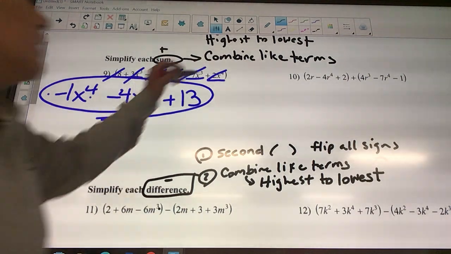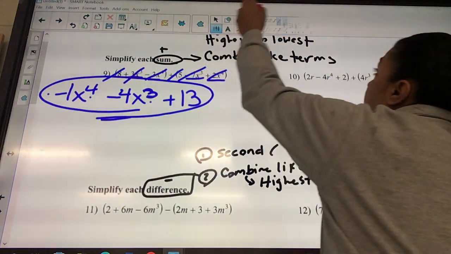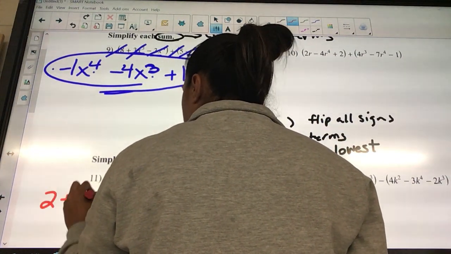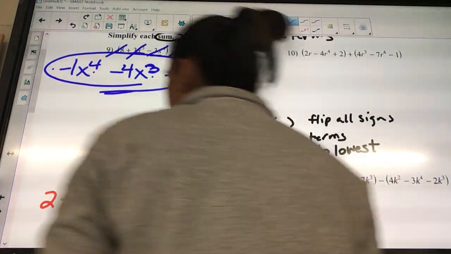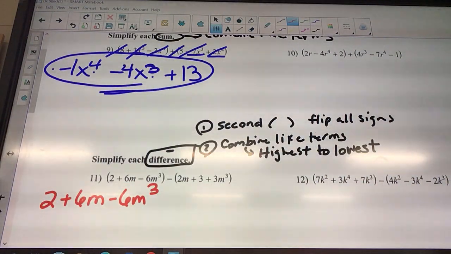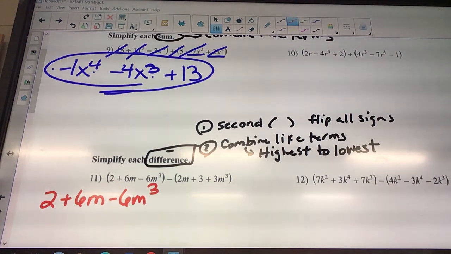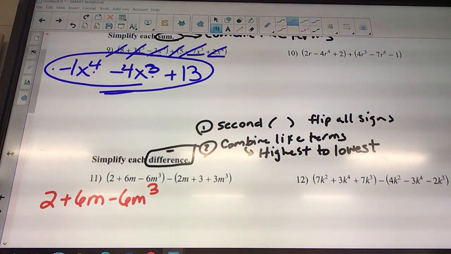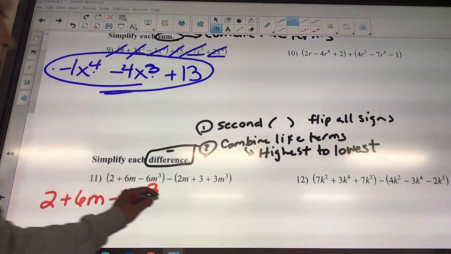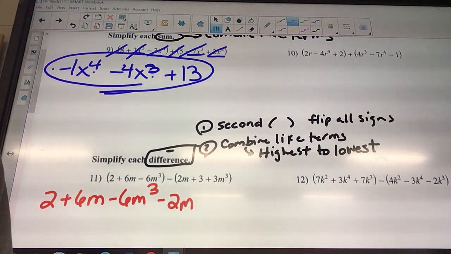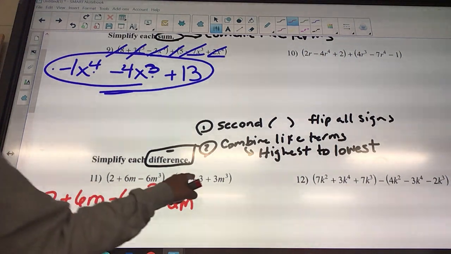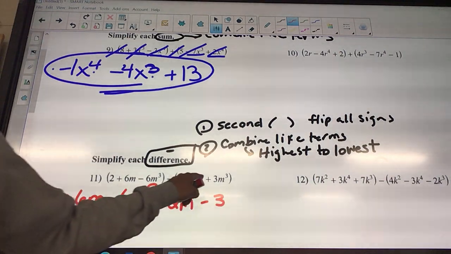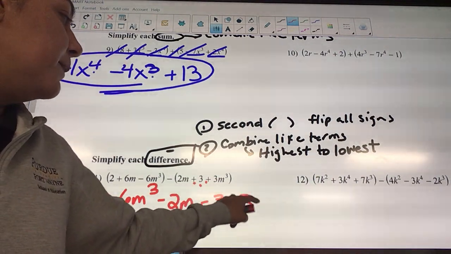So, our first set of parentheses, nothing is changing there. It's going to look like 2 plus 6m minus 6m3. Nothing's changing in that first set of parentheses. The second set of parentheses, however, it says change all the signs. So what is going to be our first piece of that second set? Negative 2m. Okay, so we got negative 2m. And then what? Negative 3. So it said positive 3, so we need to flip the sign. So it's going to be negative 3. And then it said positive 3m3, so it's going to be negative 3m3.